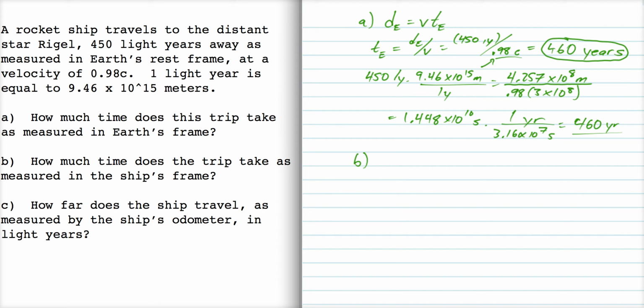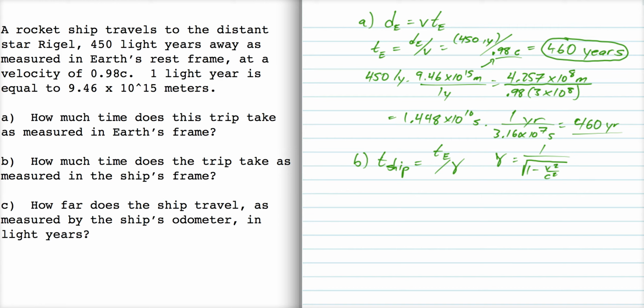Alright, so for part B, how much time does the trip take as measured in the ship's frame? Well, moving clocks run slow, so the time on board the ship is going to be the time measured in the rest frame, or the proper frame, or Earth's frame, divided by gamma. Now gamma is 1 over the square root of 1 minus v squared over c squared.